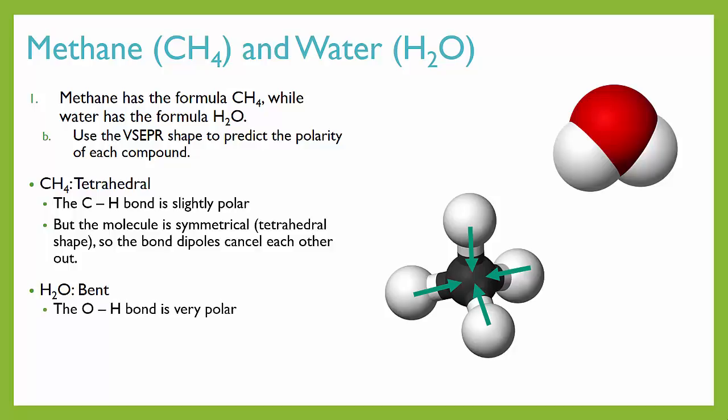With water, that oxygen to hydrogen bond, each of those is very polar. The shape is bent. So what that means is that those dipoles do not cancel out. So what we end up with are regions of charge. The dipole is pulling the electrons towards the oxygen, giving a greater electron density around the oxygen than we have around the hydrogen. So we get those two poles. Thus, water is polar.